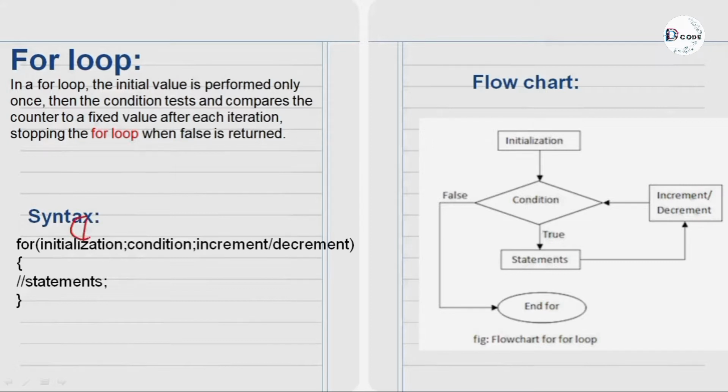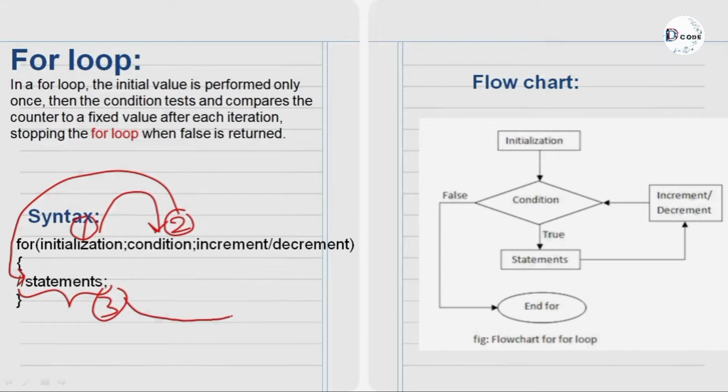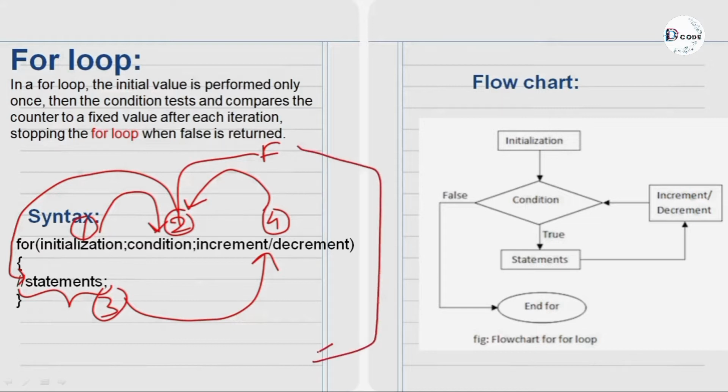Firstly, initialization is done. After initialization, the control moves to check the condition. Once the condition is satisfied, the control enters the loop and executes this set of statements. After executing the set of statements, the control moves to the increment or decrement. After that, the control again moves to check the condition. This loop keeps on repeating until the condition is satisfied. Once the condition is false, the control exits the loop.